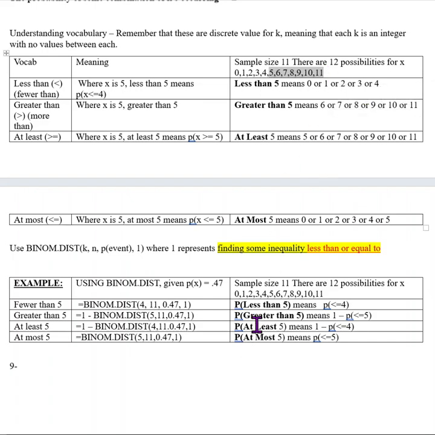And at most 5 means this. It means less than or equal to 5. And so therefore, that's a straight binomial, the formula is going to work properly. I don't need any 1 minus. So that is how you're going to calculate these things. And I think that if you do that, you'll find that you're getting the right answers. Thank you for listening.